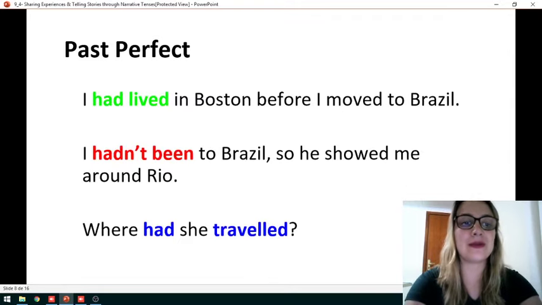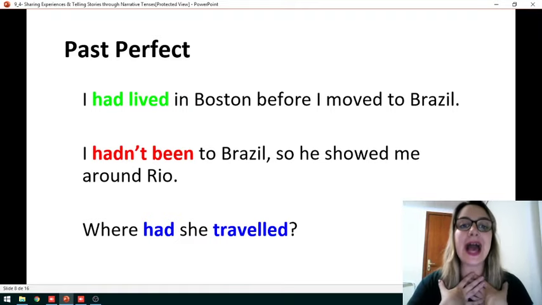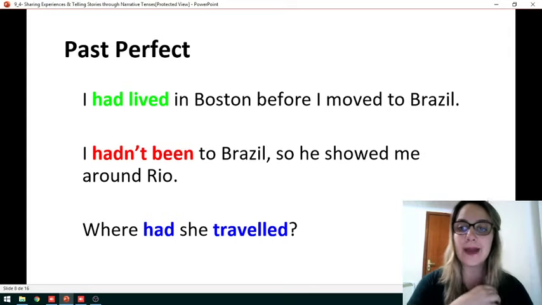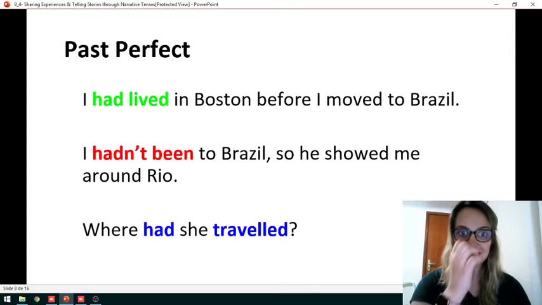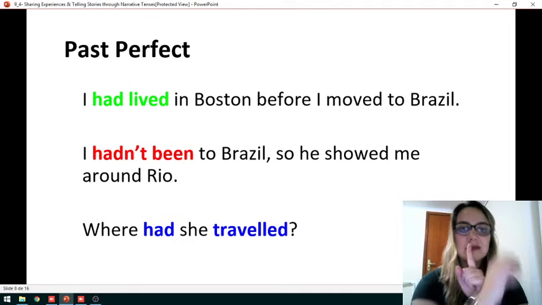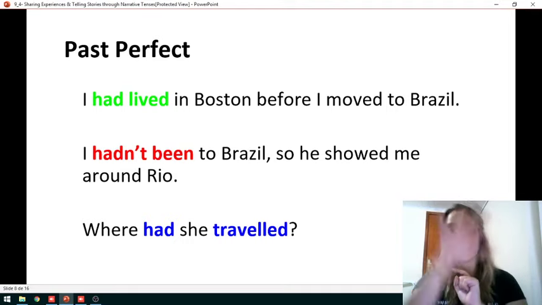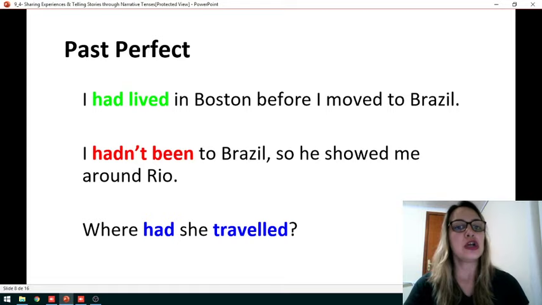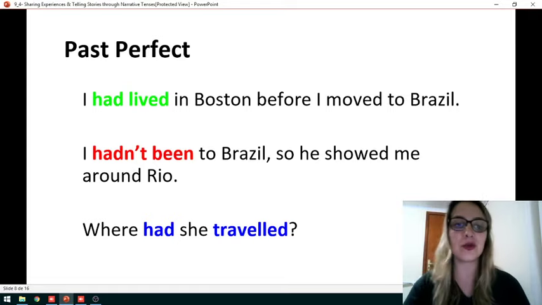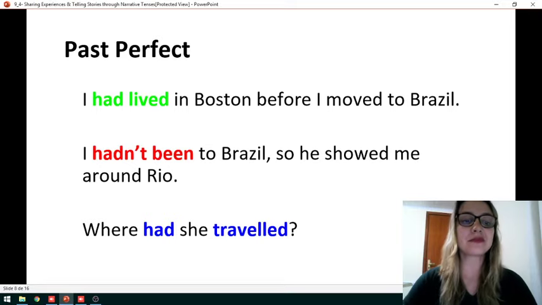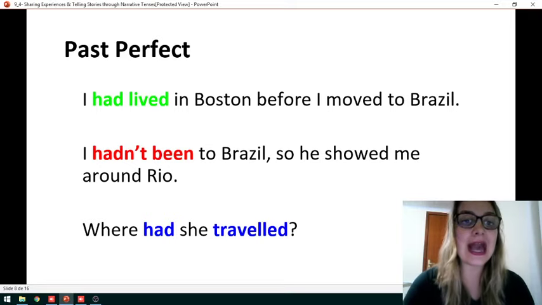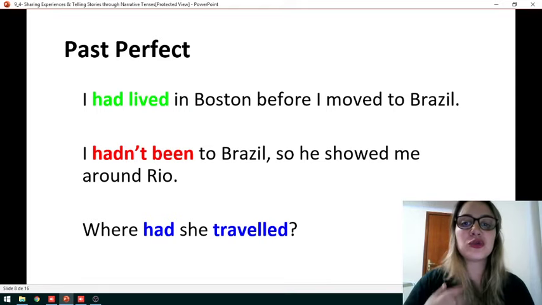For example, I can say, I had lived in Boston before I moved to Brazil. Okay. So first, I lived in Boston. And then after, I moved to Brazil. So I had lived in Boston before I moved to Brazil. If we want to speak in the negative, I can say I hadn't been to Brazil.